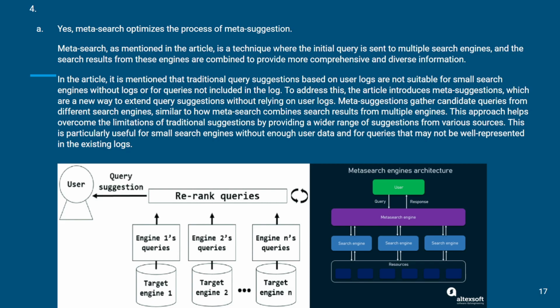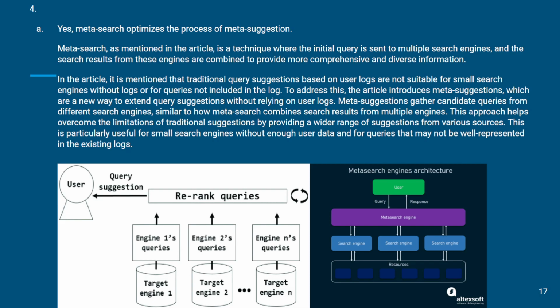In this article, it is mentioned that traditional query suggestion based on user logs are not suitable for small search engines without logs or for queries not included in the log. To address this, the article introduced meta suggestion, which is a new way to extend query suggestion without relying on the user logs.